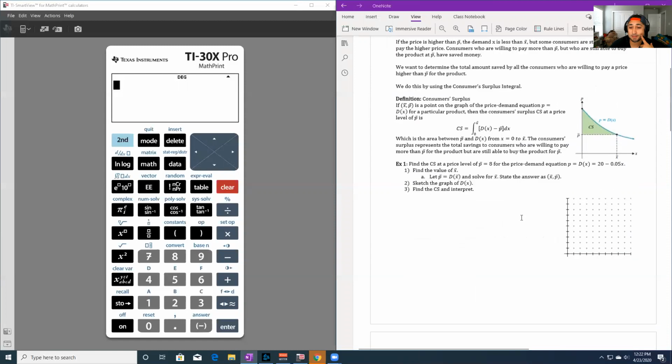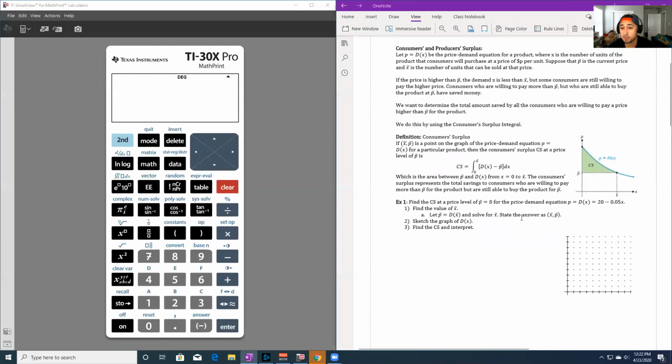The consumer surplus: if X bar, P bar is a point on the graph of the price demand equation P equals D of X for a particular product, then the consumer surplus CS at a price level of P bar is the integral from 0 to X bar of D of X minus P bar dx, which is the area between P bar and D of X from X equals 0 to X bar. The consumer surplus represents the total savings to consumers who are willing to pay more than P bar for the product, but are still able to buy the product for P bar.